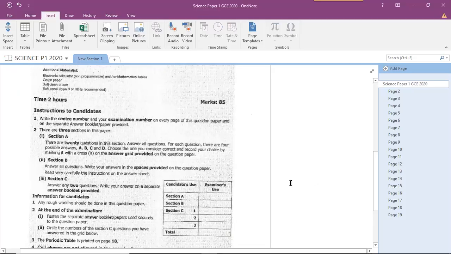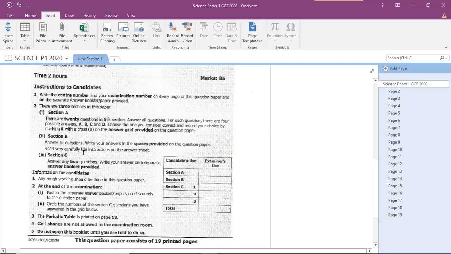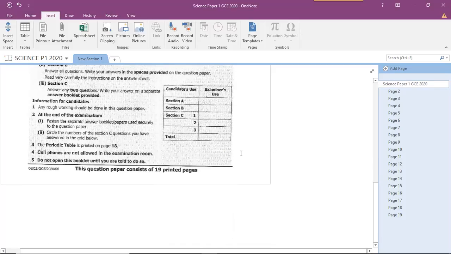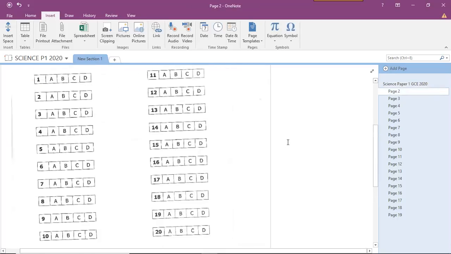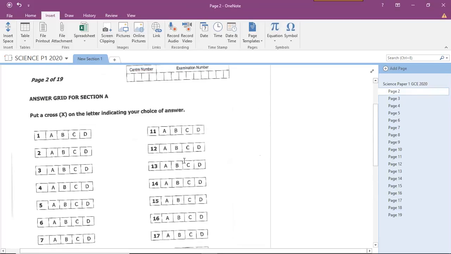So if we can read through the instructions rather quickly, as you can see, there are three sections here. There's section A, B, and C. And you have to answer all questions in both section A and section B, but at least you get a break. Once you reach section C, you can attempt any two questions. As you can see, section A consists of multiple choice questions, and you answer them by putting a cross on your answer. So you find something like this. For all questions 1 to 20, you have to put a cross.